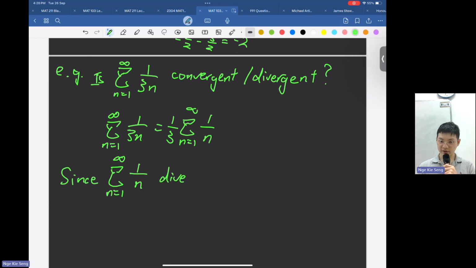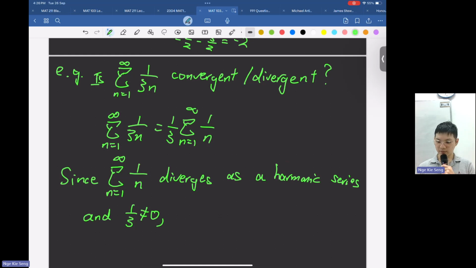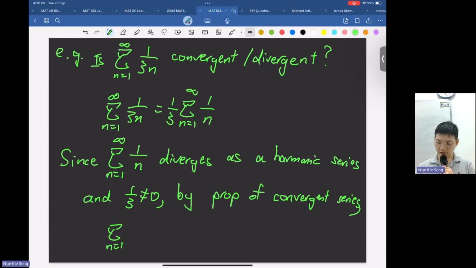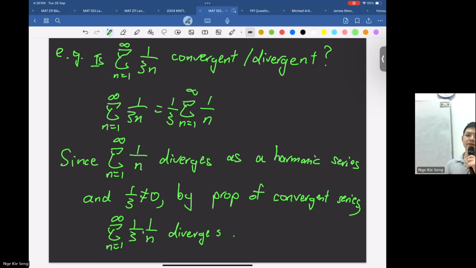Since the harmonic series of 1 over n diverges, and 1 over 3 is non-zero, by the property of convergent series, the series of 1 over 3 times 1 over n also diverges. Yeah, so this is how we use these properties. Okay, next.